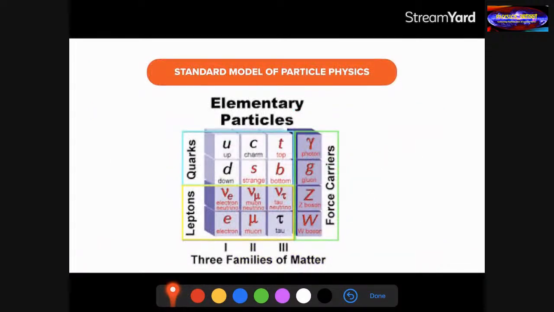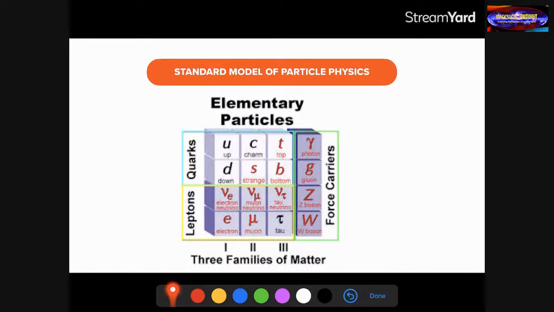So the electromagnetic, strong and weak interactions of all the fundamental particles are nicely built into something called the standard model of particle physics. And this is rather an incomplete picture of the standard model of particle physics. I will come to the complete picture later and what is missing from here. So this picture tells you what the fundamental particles are. The fundamental particles are basically divided into three parts here: one is the quark sector, the other is the lepton sector, and the third one is the force carriers.